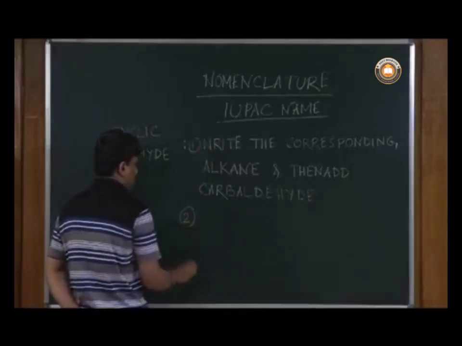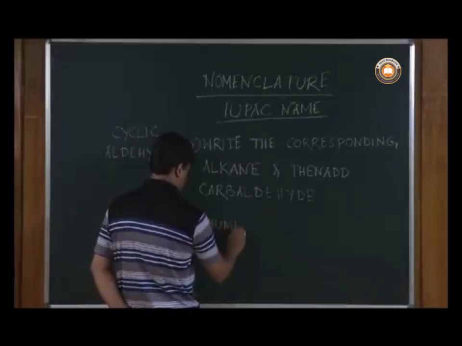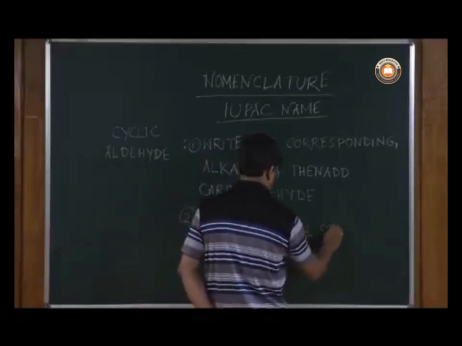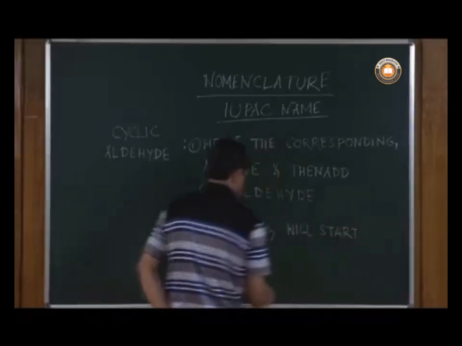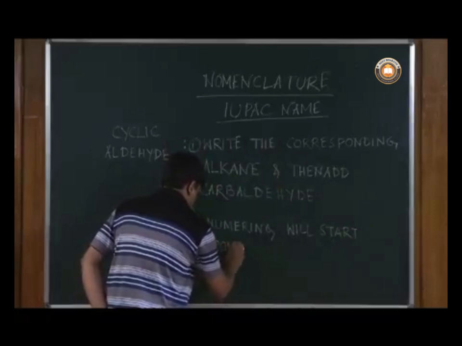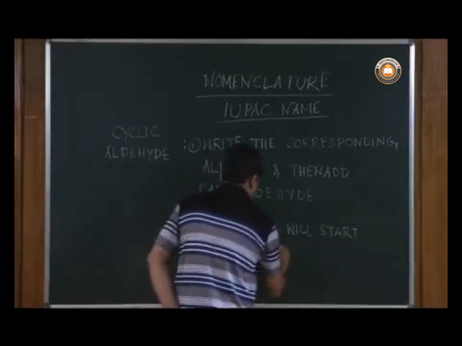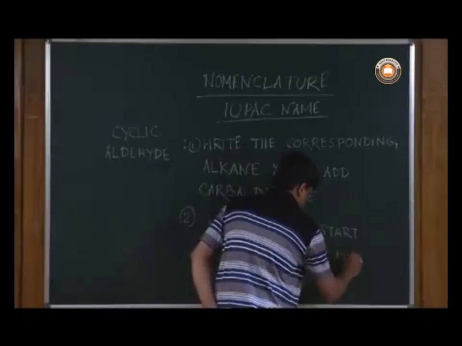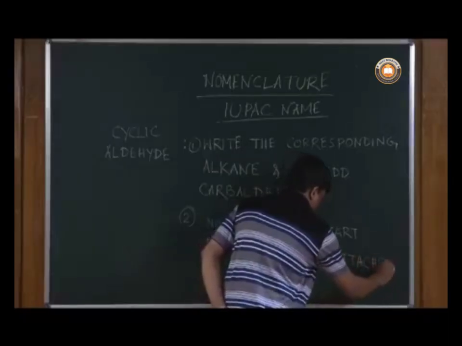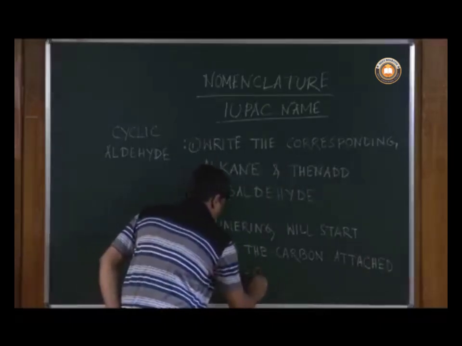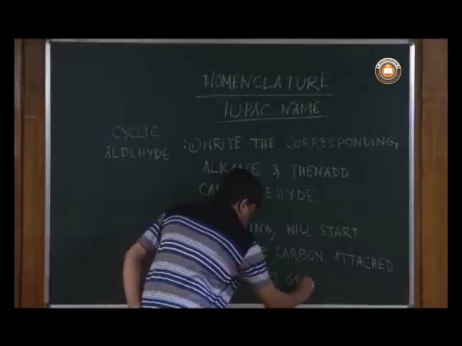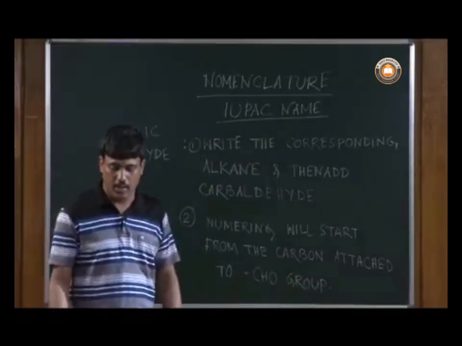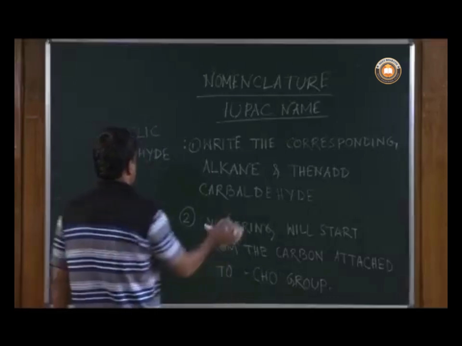And the numbering will start from where the CHO group is attached; that carbon atom in the ring will get number 1. Let us discuss some examples.